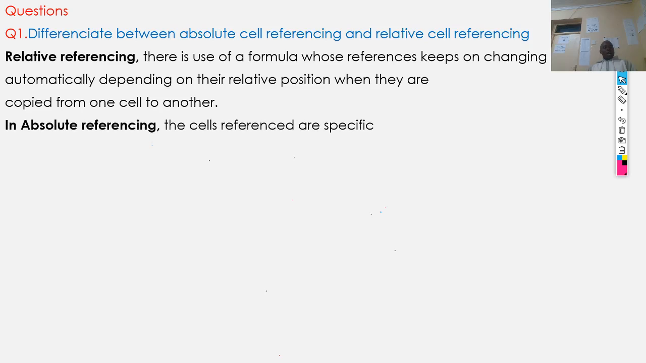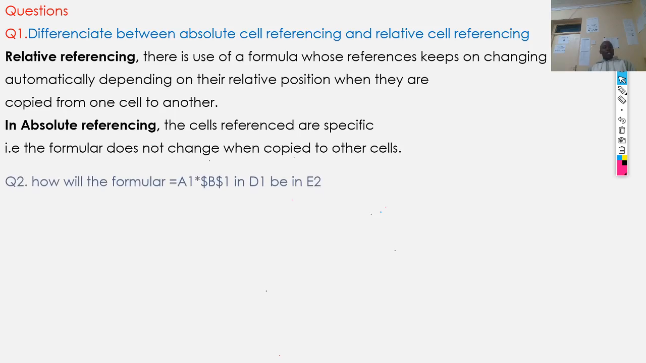When we talk about absolute referencing, the cell references are specific, meaning that they are constant, they do not change when copied to another cell, i.e. the formula does not change when copied to another cell.